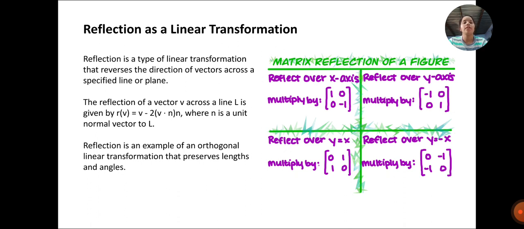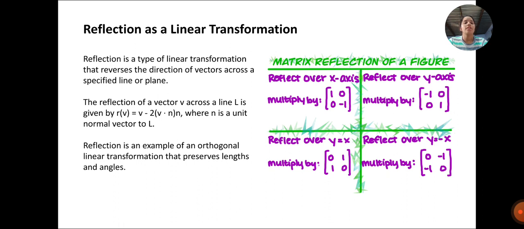Reflection as a linear transformation. Reflection is a type of linear transformation that reverses the direction of vectors across a specified line or plane. The reflection of a vector v across a line L is given by R(v) = v minus 2(v dot n)n, where n is a unit normal vector to L. Reflection is an example of an orthogonal linear transformation that preserves lengths and angles.